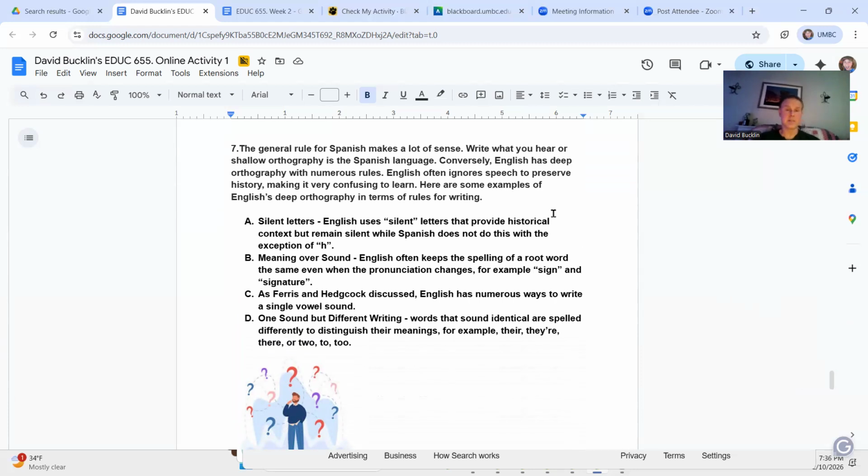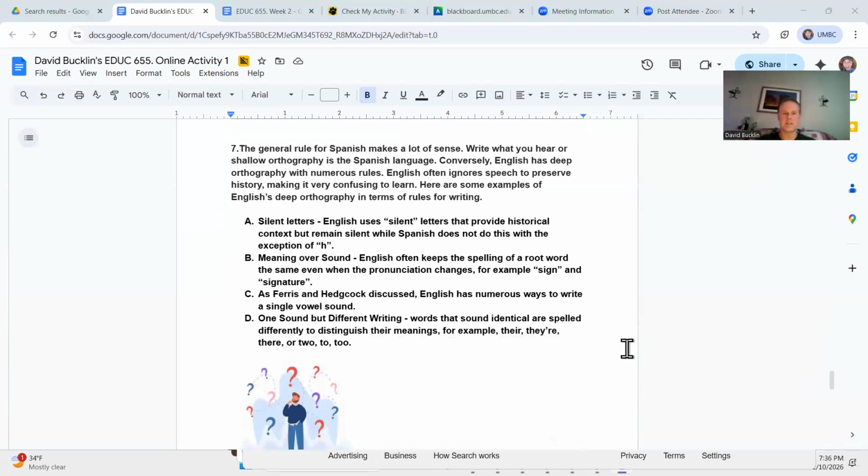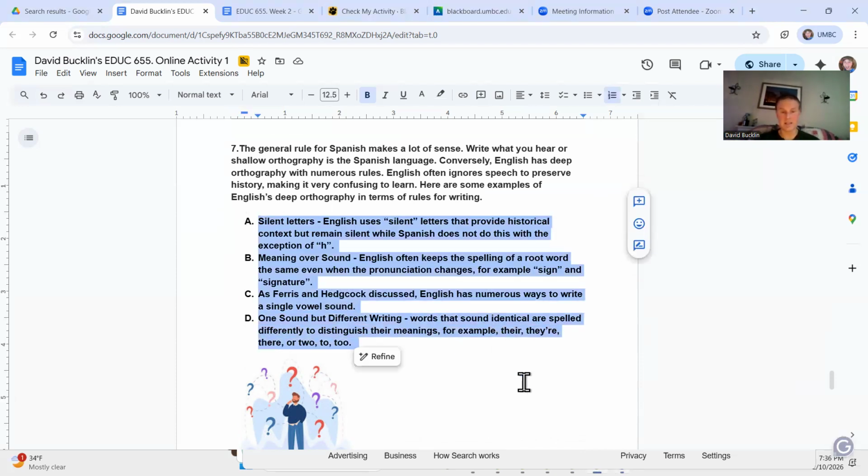General rules for Spanish make a lot of sense. Write what you hear, shallow orthography. English has deep orthography, ignores speech to preserve history, making it, again, very confusing to learn. English has silent letters, meaning over sound, and numerous ways to write a single vowel sound: one sound, different meaning, as you can see with there, or two, and two.